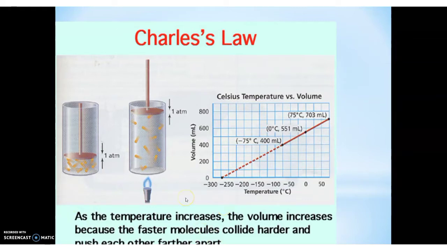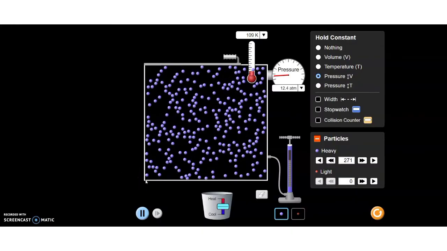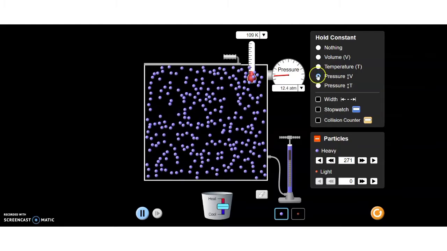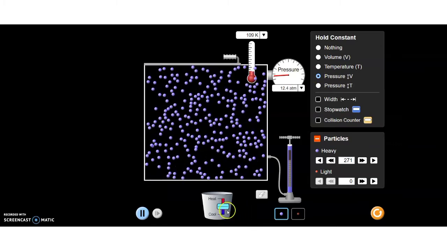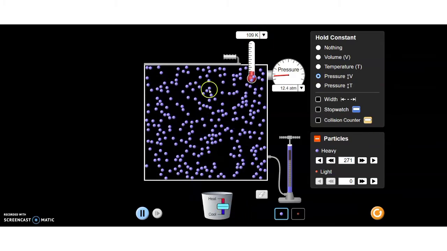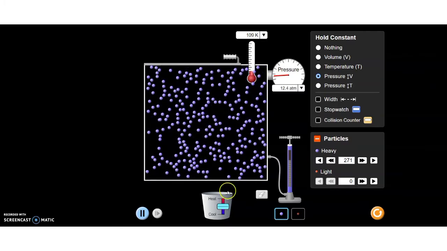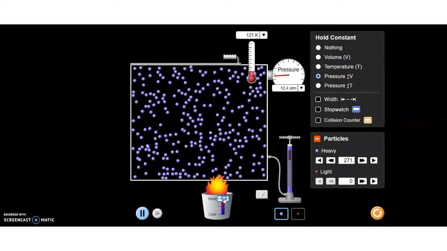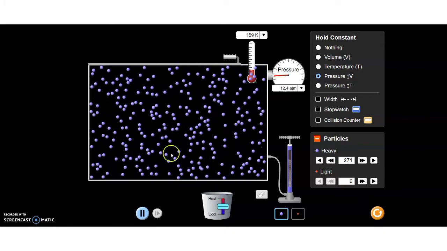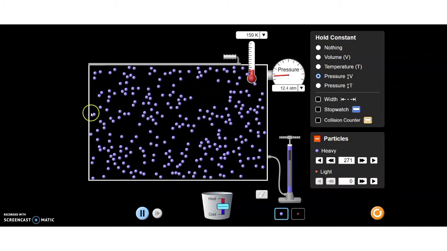We'll see the graphical representation. We'll see Charles' law by a PhET simulation. Here we know in Charles' law pressure remains constant. Here you can see the temperature, and here you can see the volume of particles. We know in a gas the particles always move. So we'll see what will happen if we increase the temperature. So we'll increase the temperature. It's expanding. So if the temperature increases, the volume also increases.